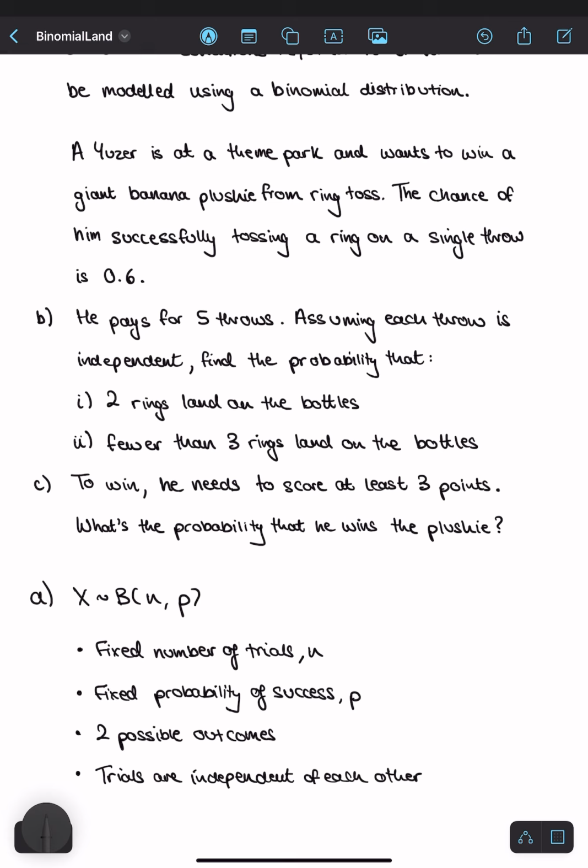each other. A user is at a theme park and wants to win a giant banana plushie from the ring toss. The chance of him successfully tossing a ring on a single throw is 0.6. Part B. He pays for 5 throws. Assuming each throw is independent, find the probability that 2 rings land on the bottles.